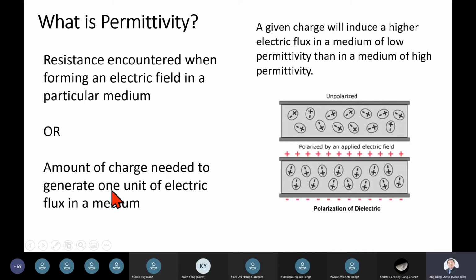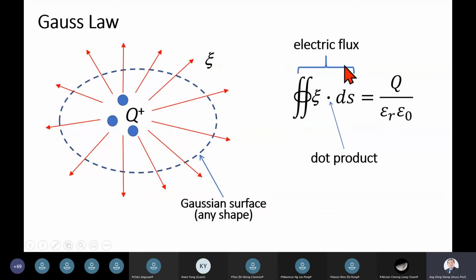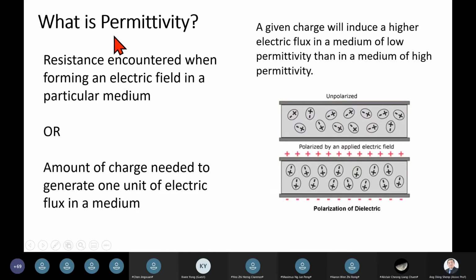The alternative definition here actually stems right out of Gauss's law. If you look at Gauss's law and consider per unit electric flux, that means the left side of this equation has a value of 1. In that case, if you bring the permittivity over to the left side, the permittivity of the medium is essentially the amount of charge Q that you need in order to create 1 unit of electric flux. More intuitively, the permittivity is easier to understand if you think of it as resistance encountered when forming an electric field in a particular medium.